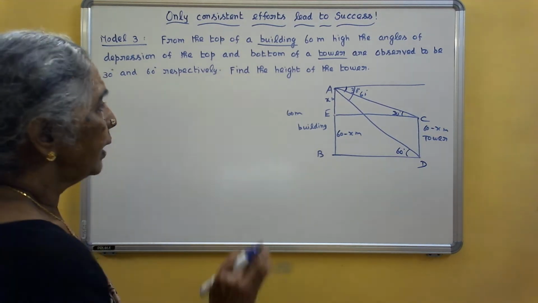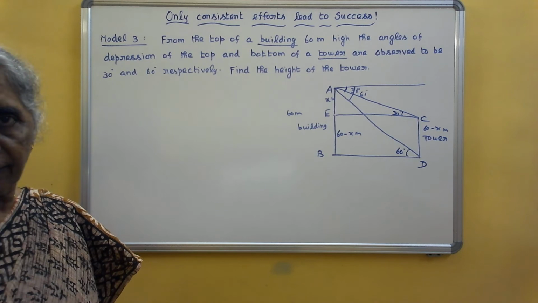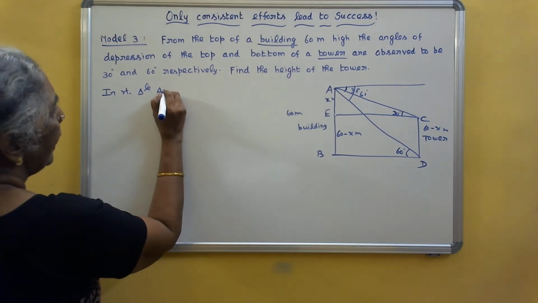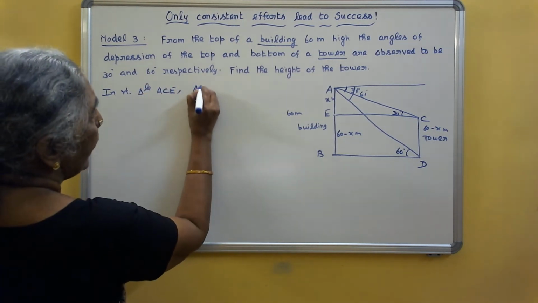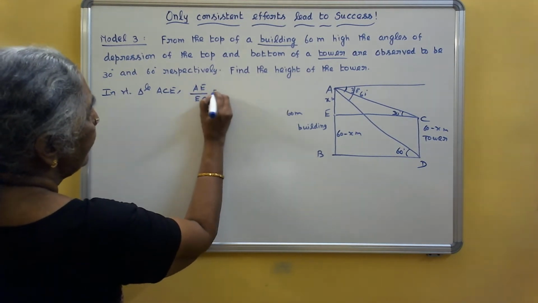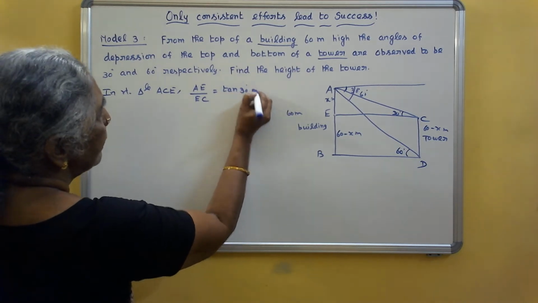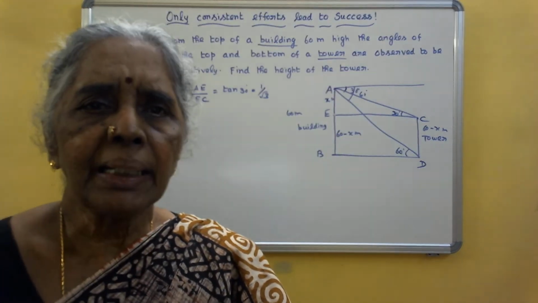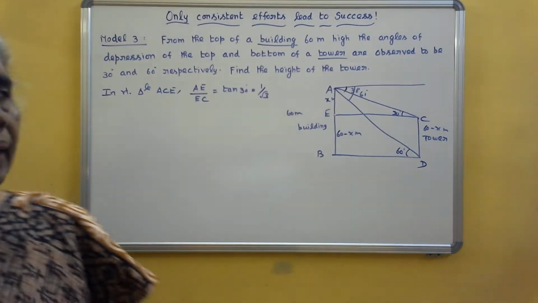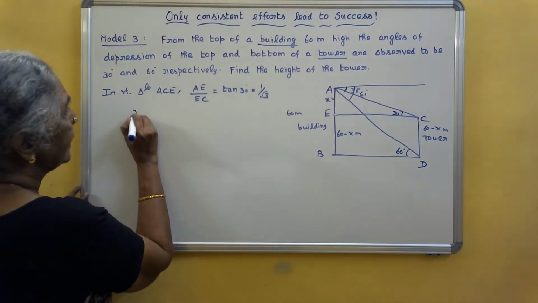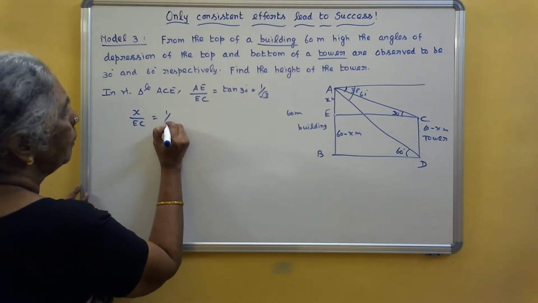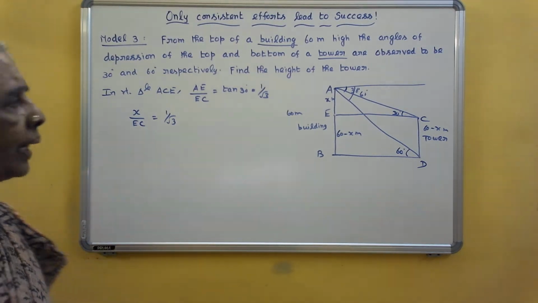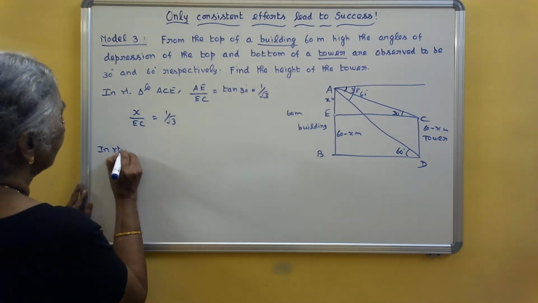Now you write all these explanations I have already told you. Now you write in right triangle ACE, AE by EC, that will be tan 30 degrees, that is equal to 1 by root 3, correct? So AE is x, you don't know EC, that will be 1 by root 3. Let us keep it for a moment like this, because after I solve this, we will be able to do that.